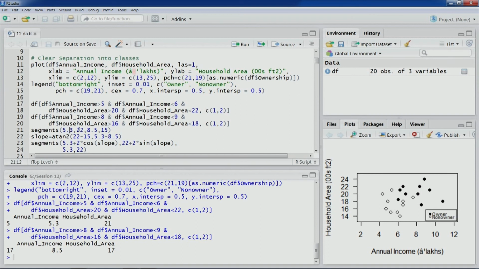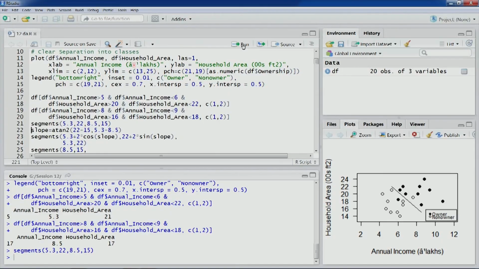So we are moving up in the y direction, so 22 value therefore, and the second point is 8.5 and 17. So again we are moving down along the y direction. So the x value is same, 8.5, and the y value is from 17 here to 15 now. So we will get a line, a separating discriminant line.